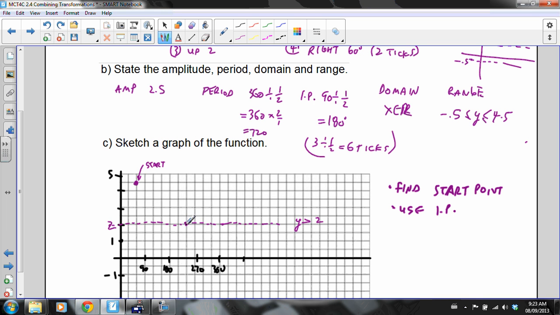High, middle, 6 ticks, important point. 1, 2, 3, 4, 5, 6. And that's going to go low. Now, how low? Well, I've got to use my amplitude to go 2.5 units off the axis. And then I'm done, aren't I? Connect them with a nice smooth curve. Whoops. And label it.